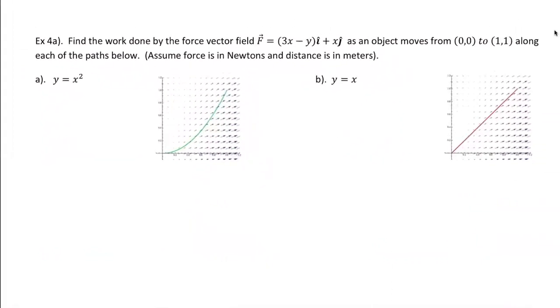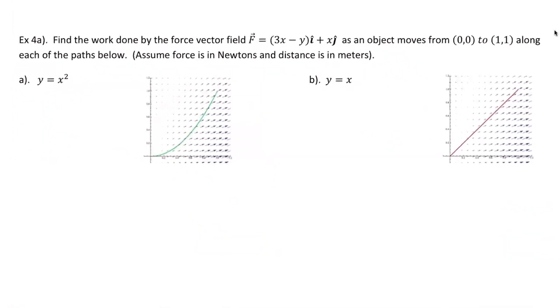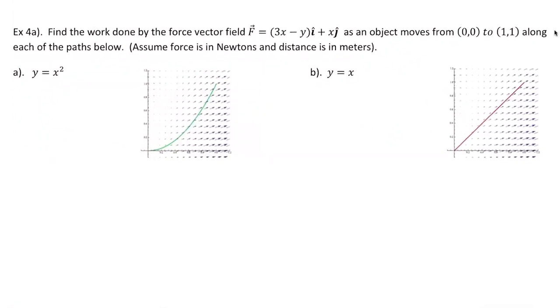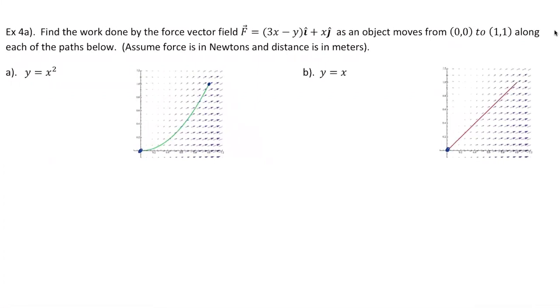Okay, so here's our example we're going to start with. Here I have this vector field, shown in both pictures, same vector field. In both pictures, I have the same starting and ending points. We start at 0, 0, we end at 1, 1. The difference between these two is the path that we're taking through the vector field.